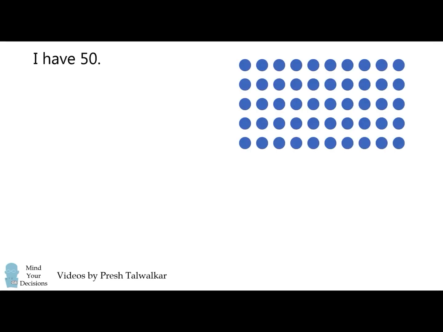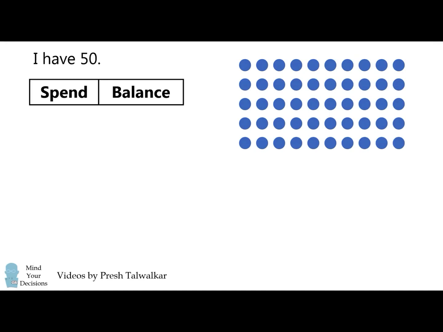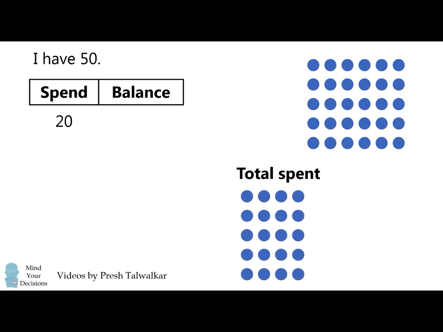So to better understand this problem, let's illustrate what's going on. We start out with 50 units of currency. Let's compare the amount that we spend versus the balance remaining. If we start out spending 20, we'll remove 20 of these dots to the spending column, and then we have a balance of 30.